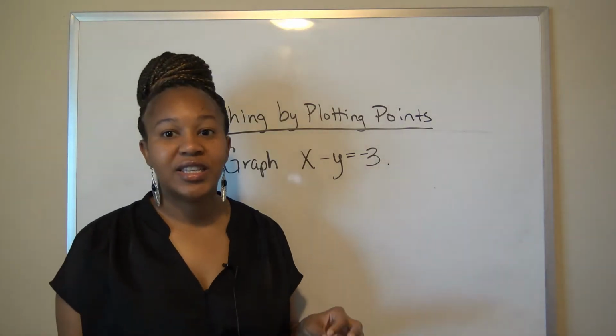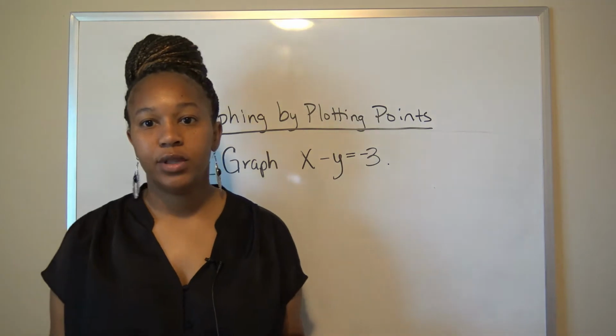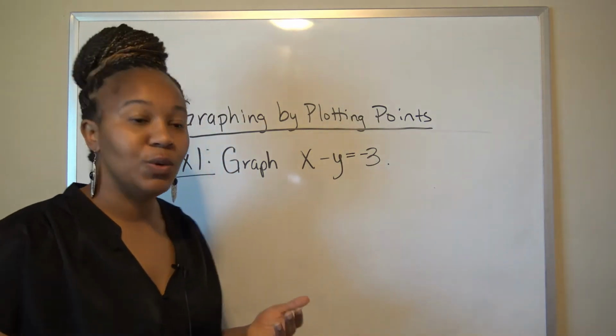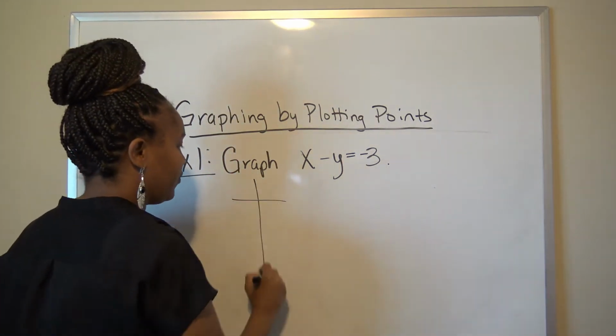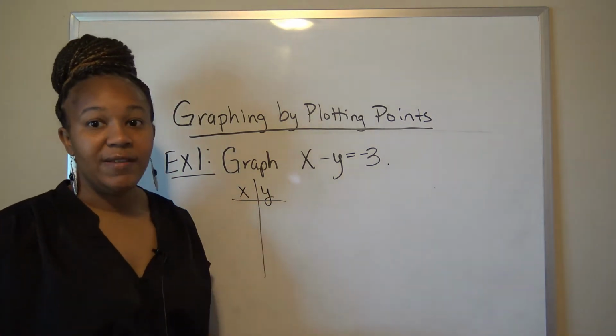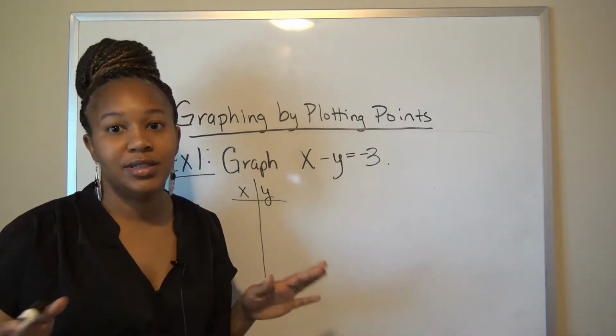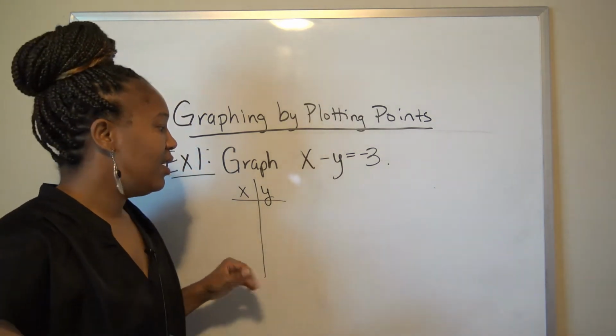So for this first example, we want to graph x minus y equal -3. When you graph by plotting points, you want to start with what's called a t-chart. Because x is the independent variable, you want to pick whatever values you want for x. So x does its own thing because it's the independent variable.